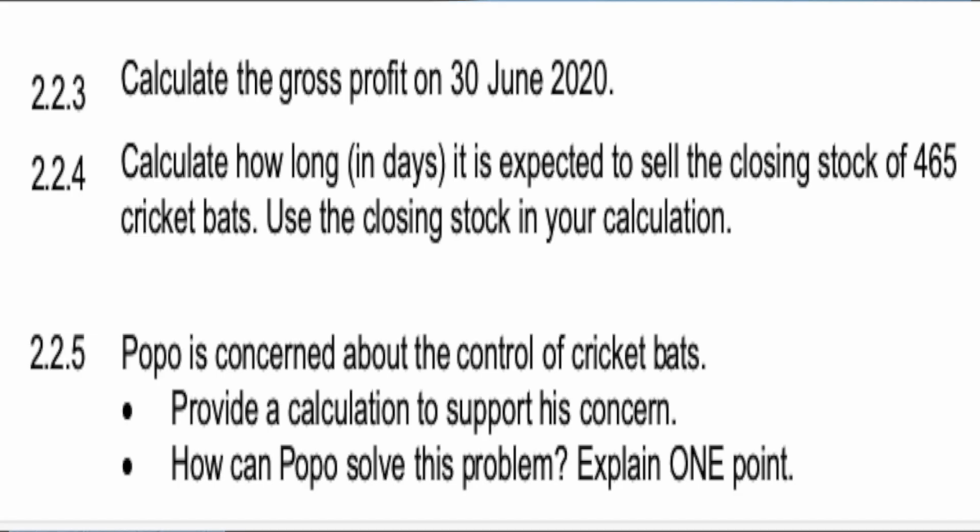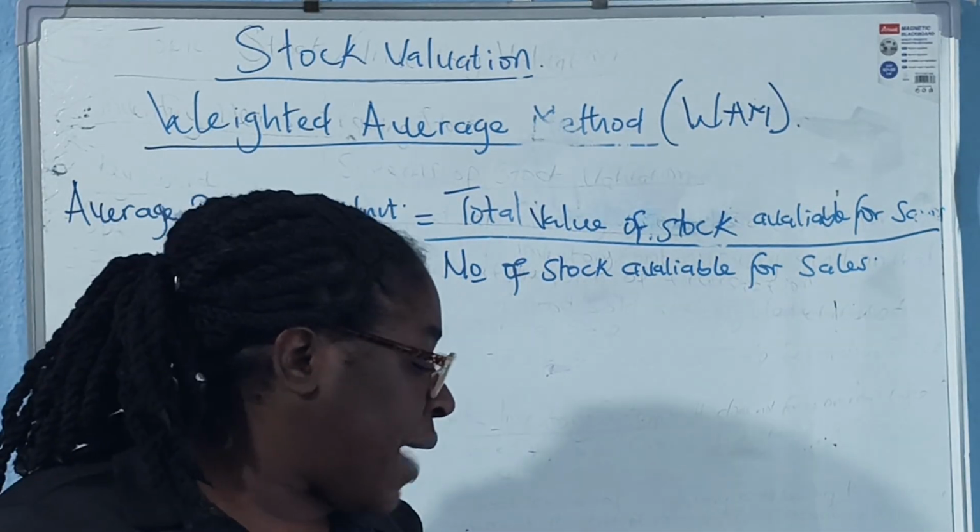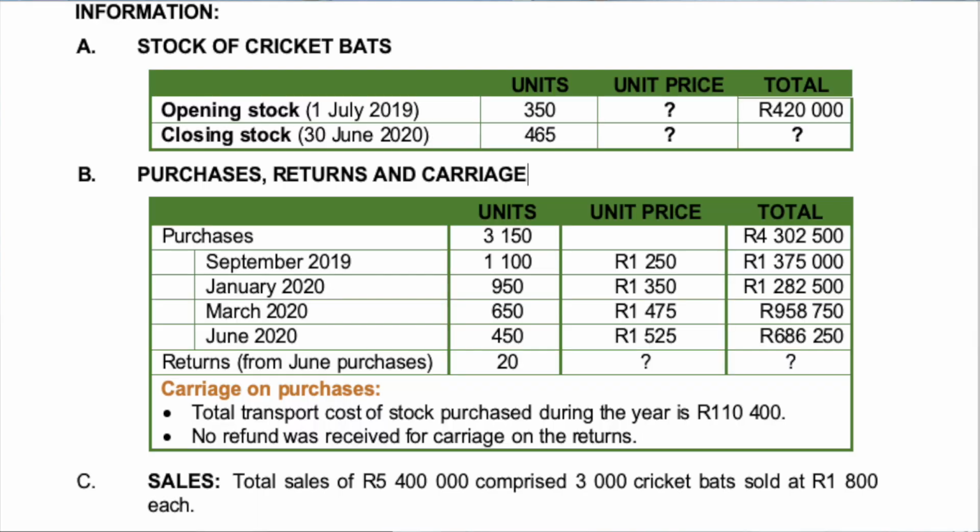All right. Now let's look at our information, the information given unto us. We have information A talking about the stock of cricket bats, and then we have the opening stock as at 1st July 2019, as well as the closing stock. The value of the opening stock is 420, and then we have 350 stock there.